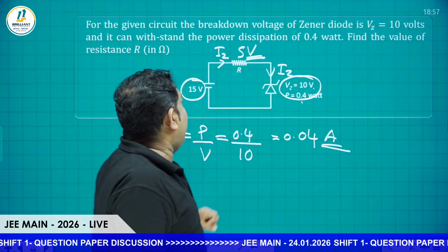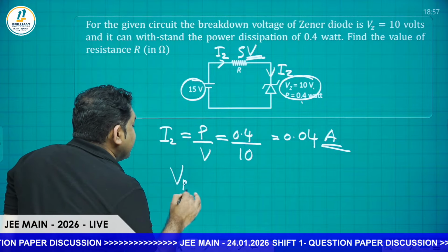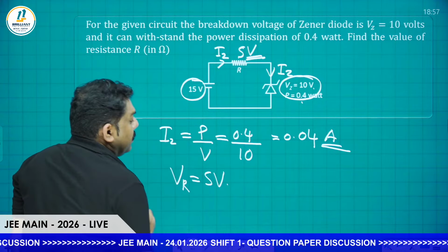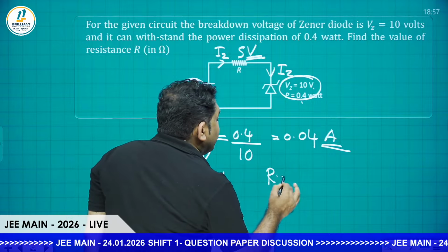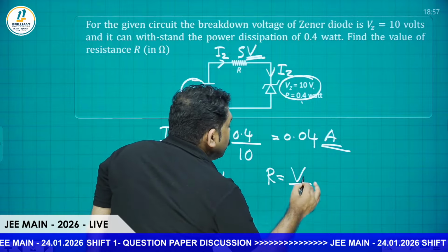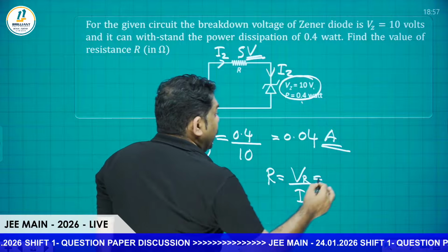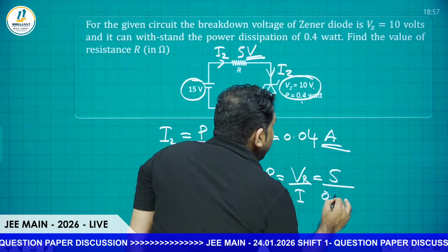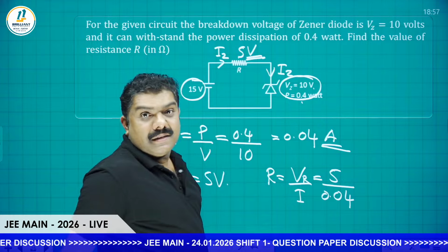So only 5 volt remaining. So voltage across resistor will be equal to 5 volt. We know the formula R is equal to V by I. So voltage across resistor by I, that is equal to 5 by 0.04.